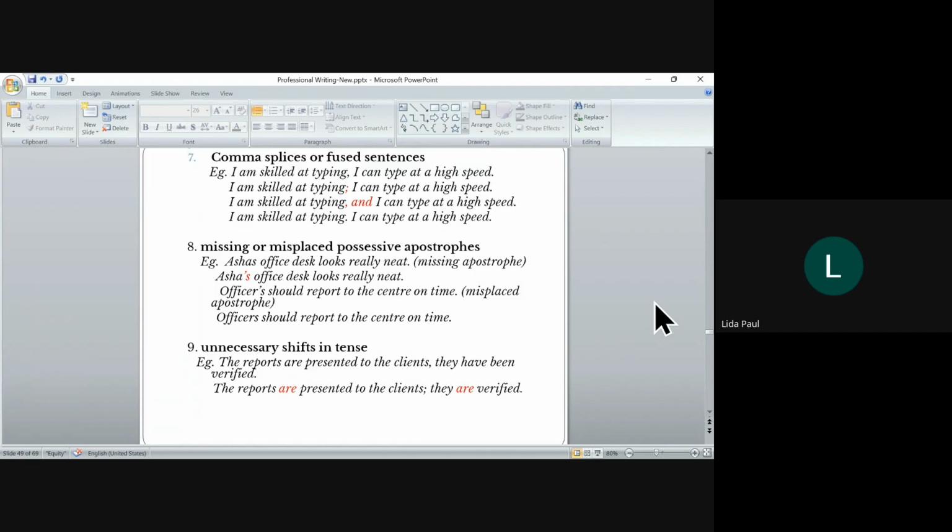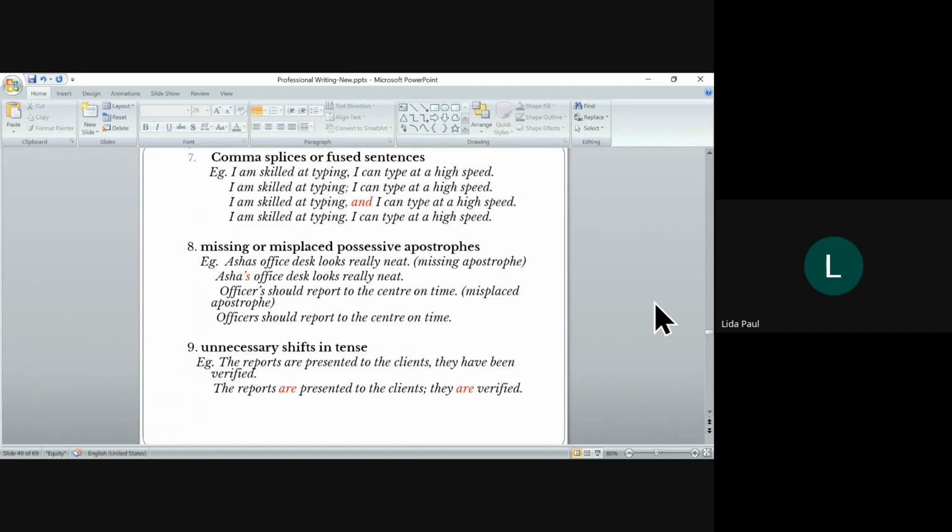So apostrophes always create a problem because apostrophes can be used for two functions in English, right? One is to show possession. In this case, Asha's office desk looks really neat. Here, the apostrophe is used to mean possession, so you're showing that the office desk belongs to Asha.